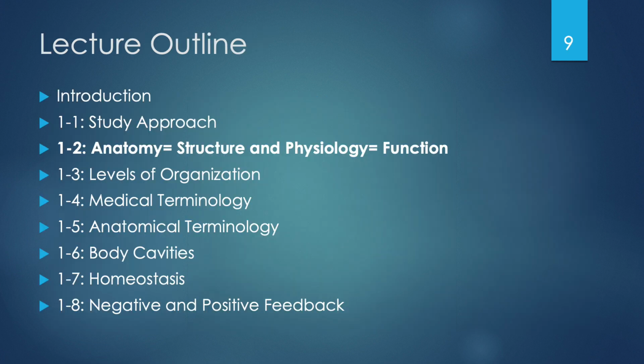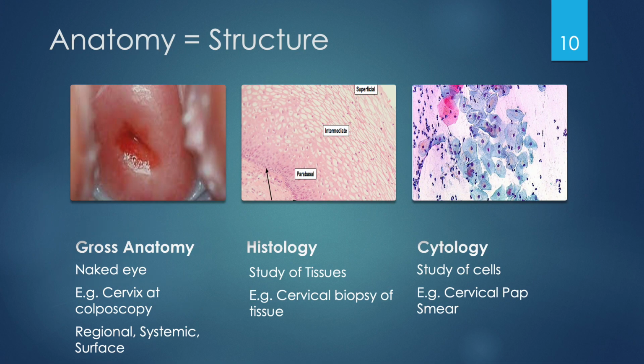Now let's look at Chapter 1, Section 2, Anatomy is Structure and Physiology is Function. When we talk about anatomy, what we're really talking about is the basic structure of things. So as you can see here on the left, we have a picture of gross anatomy, which is what things look like with the naked eye.